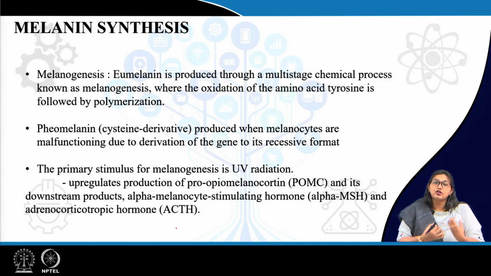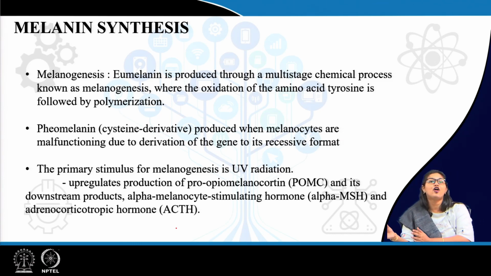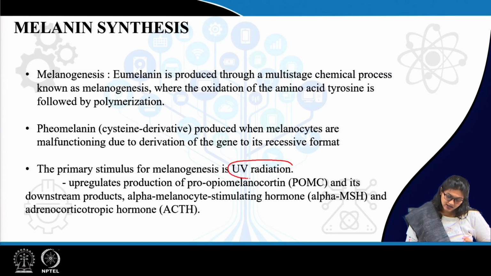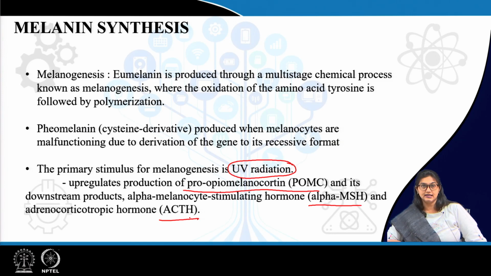So, melanogenesis or melanin synthesis is basically describing the eumelanin synthesis, and that is a multi-stage chemical process. And the pheomelanin synthesis, the cysteine derivative, is basically a defective variety of melanogenesis. Now, the primary stimulus for the melanin synthesis is UV radiation. UV radiation, what does it do? It upregulates the pro-opiomelanocortin present in melanocytes, which activates the downstream products alpha melanocyte stimulating hormone or alpha MSH, and also adrenocorticotropic hormone, ACTH. So, these are the stimulus for melanin synthesis.